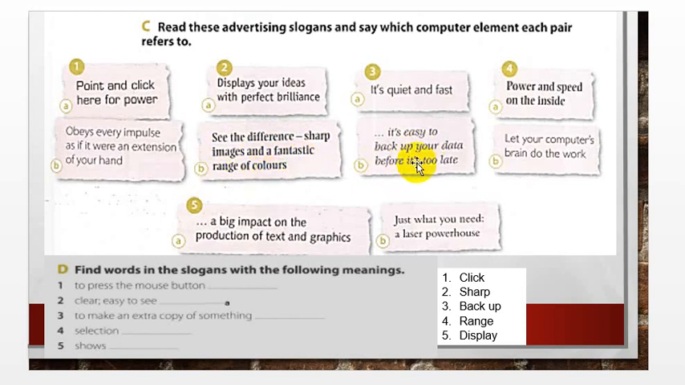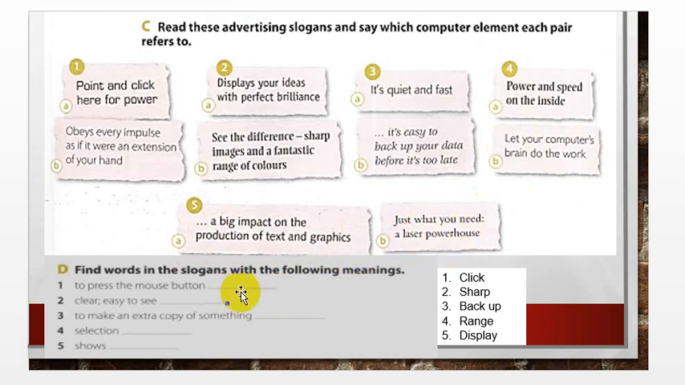It's easy to back up your data before it's too late. It's your computer's brain to do the work. A big impact on the production of the text and paragraph. Just what you need, a laser powerhouse.